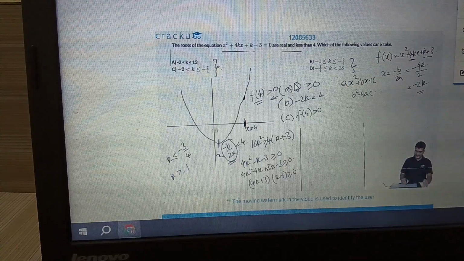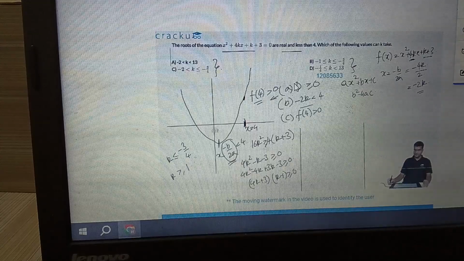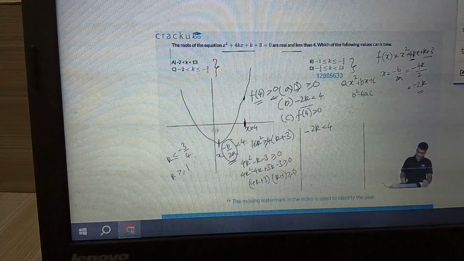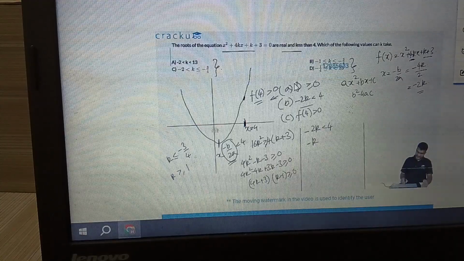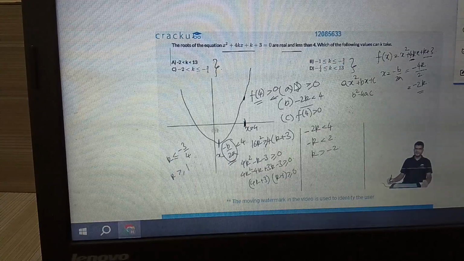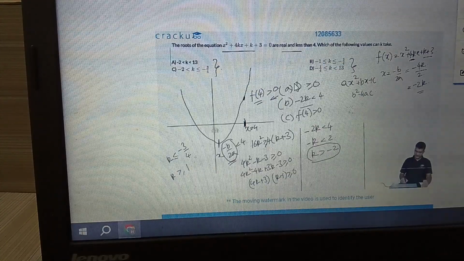What will happen for the second condition? If you want minus 2k to be less than 4, minus k has to be less than 2, or k has to be greater than minus 2. This is the second condition. This also has to be satisfied.